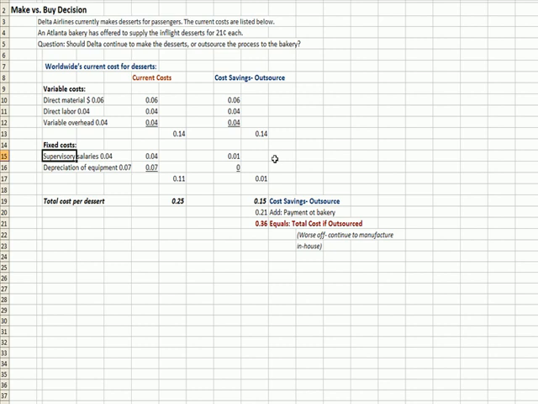We set on our question that we're going to pay somebody else. We're going to write a check for 21 cents. So outsourcing the product to the Atlanta bakery will actually cost us 36 cents. So we're worse off. And because we're worse off, we continue to manufacture in-house and have a cost of 25 cents.